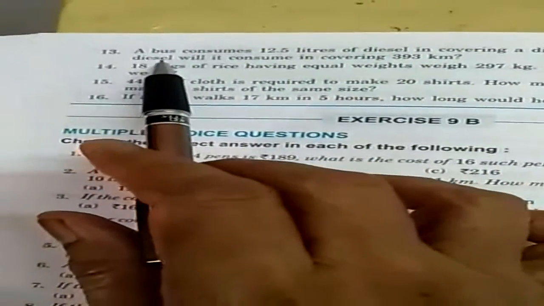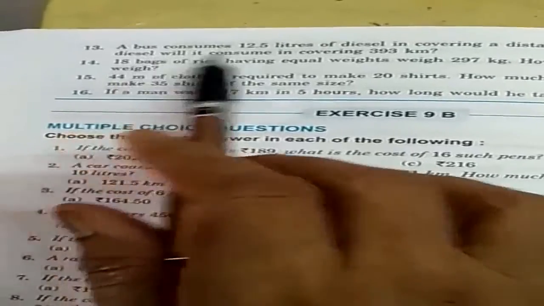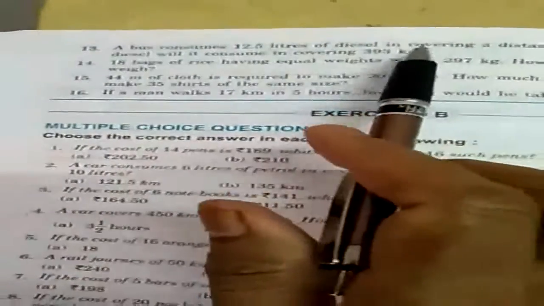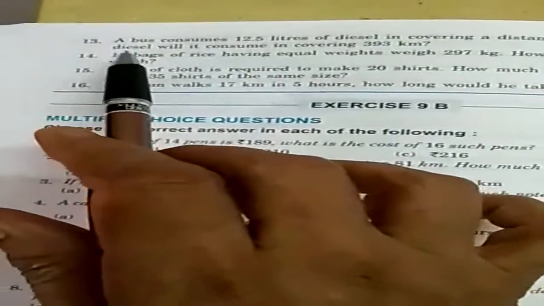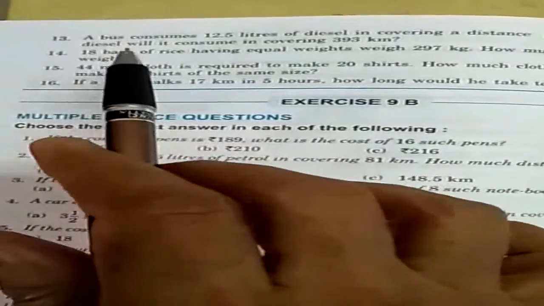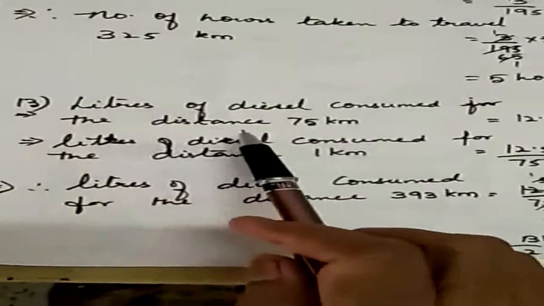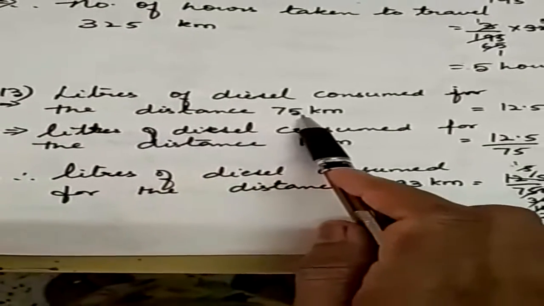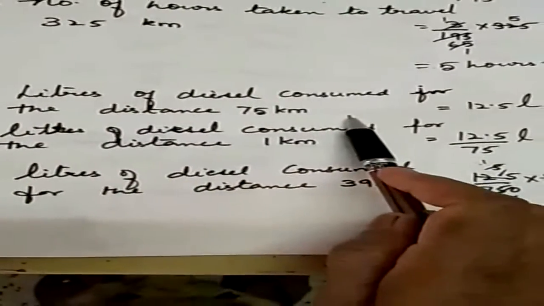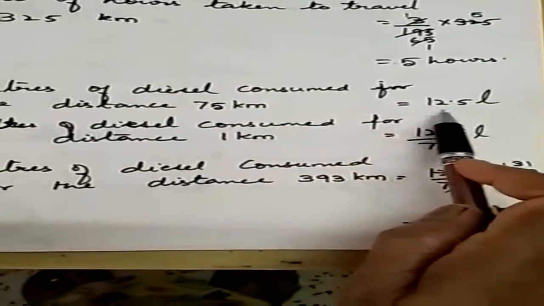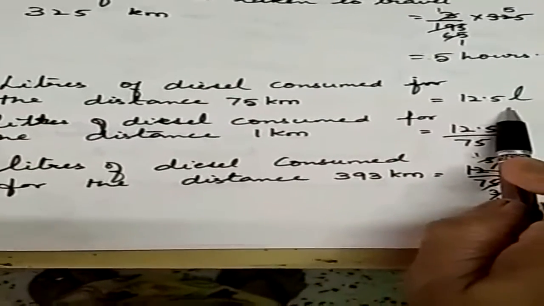Whatever the question asks, how much diesel, you will start the statement with that. So you have to find the liters of diesel. You will start the statement from liters of diesel. Liters of diesel consumed for the distance 75 kilometers. How much diesel was needed to travel 75 kilometers? 12.5 liters of diesel used.